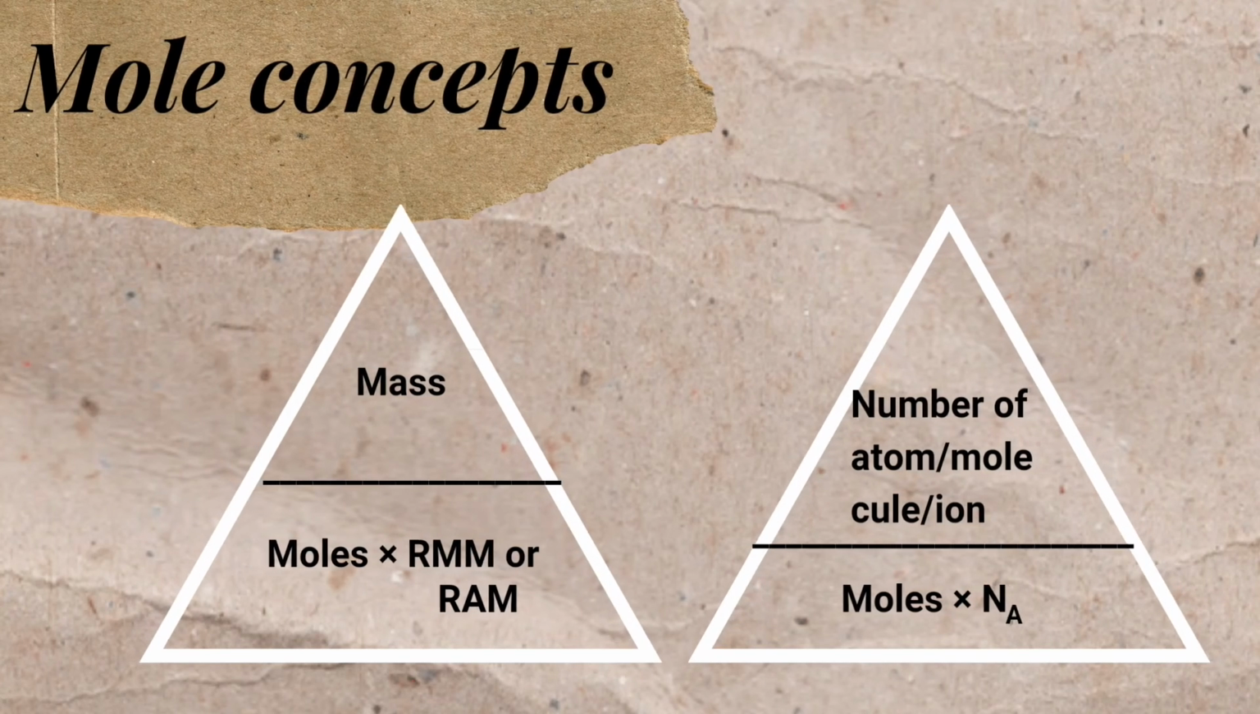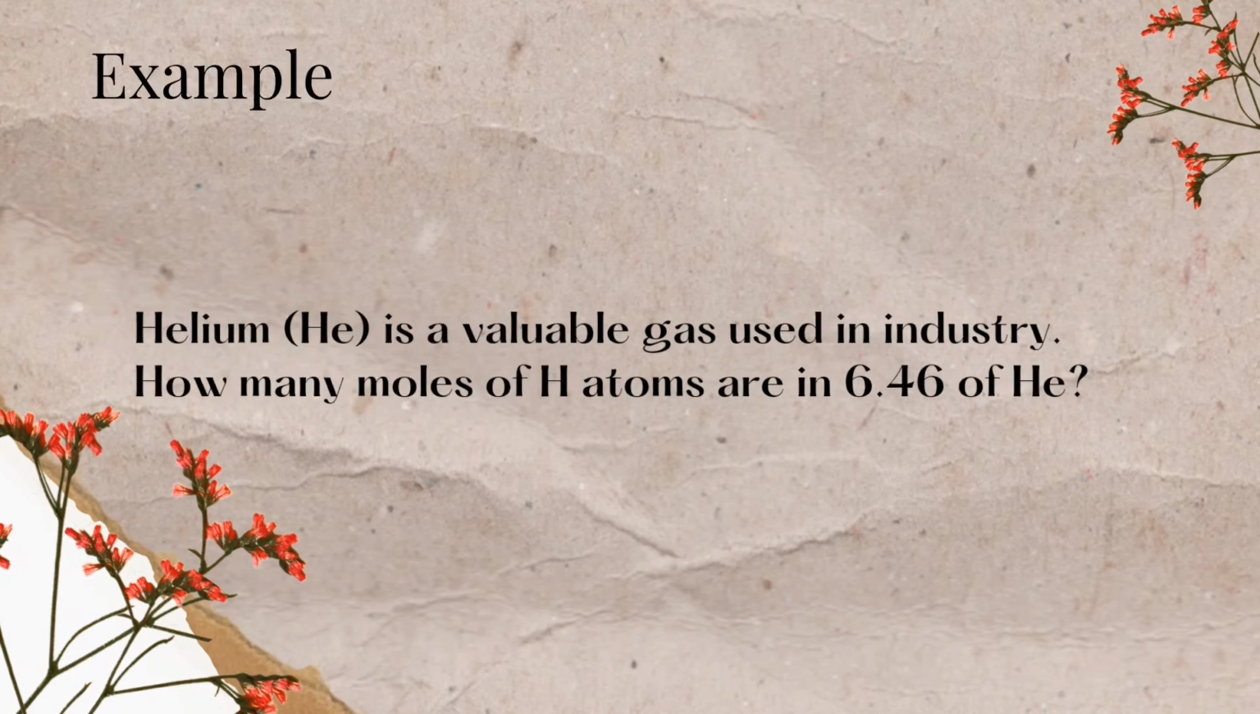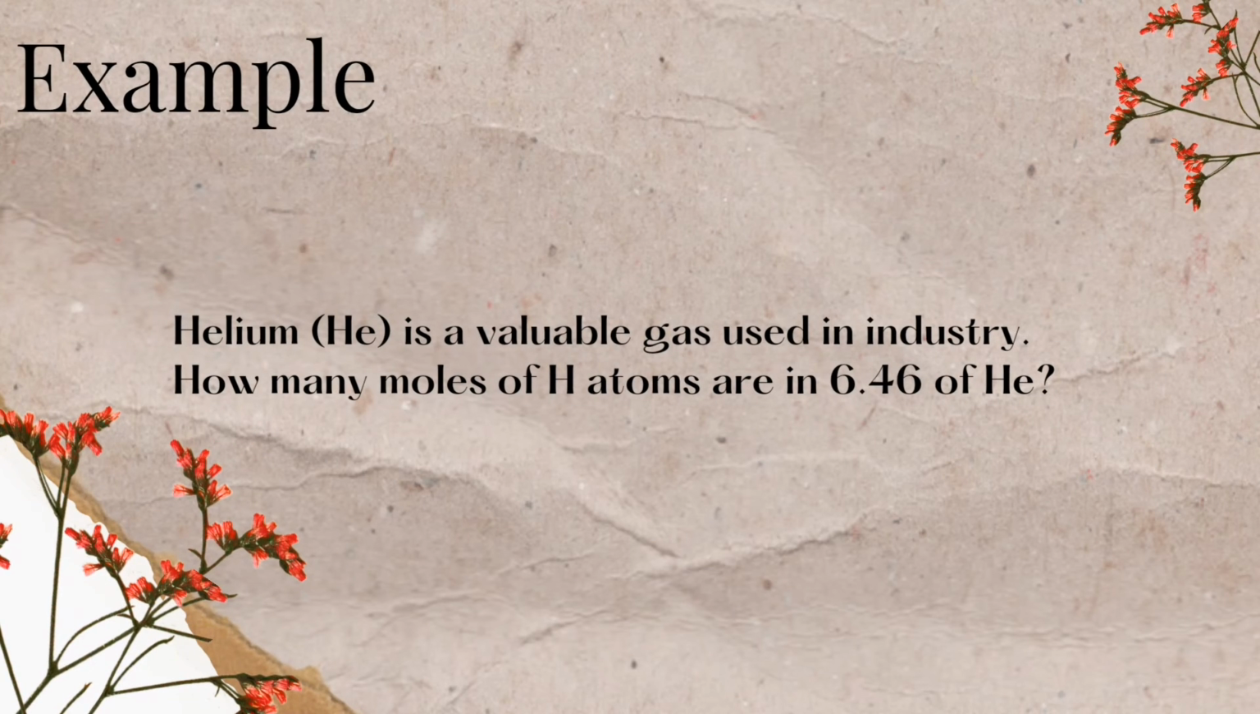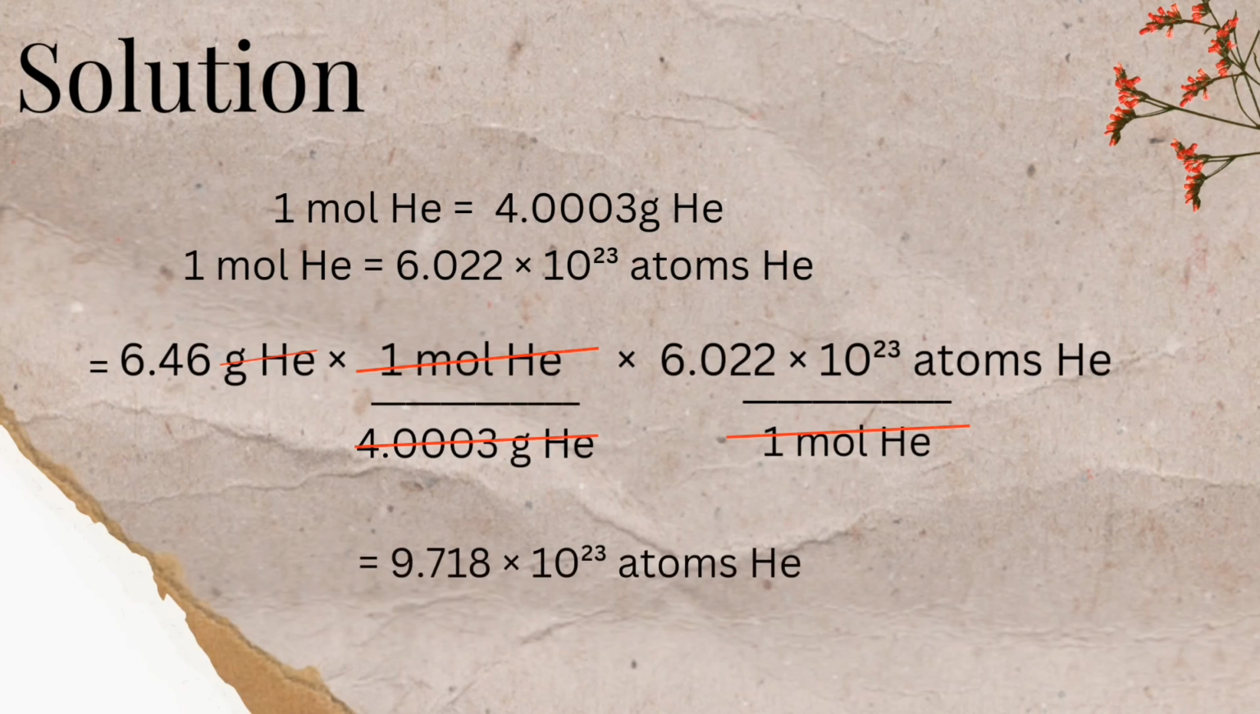Of course, we have an example for this subtopic. Helium is a valuable gas used in industry. How many atoms are in 6.46 grams of He? For the solution of this question, we have to use the mole concept from just now. So with this information, we can calculate, and we get the answer 9.718 multiplied by 10 to the power of 23 atoms of He.